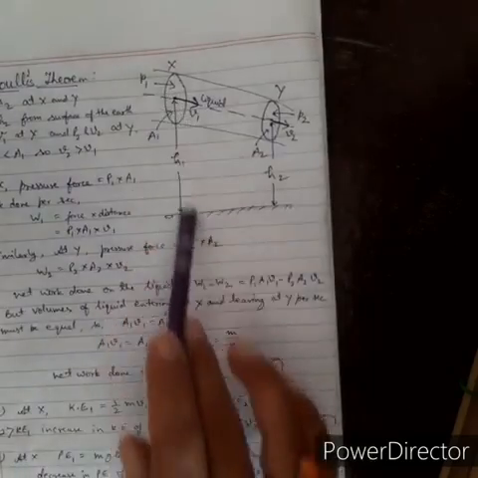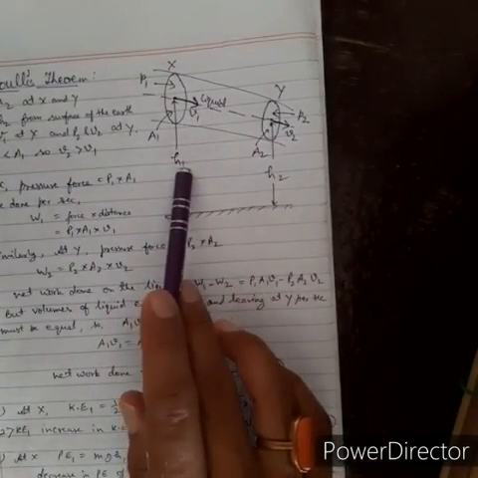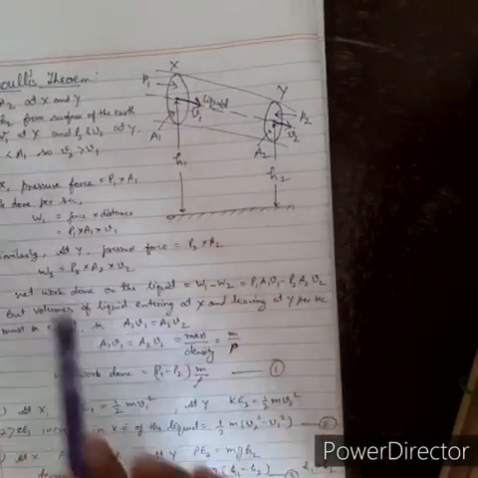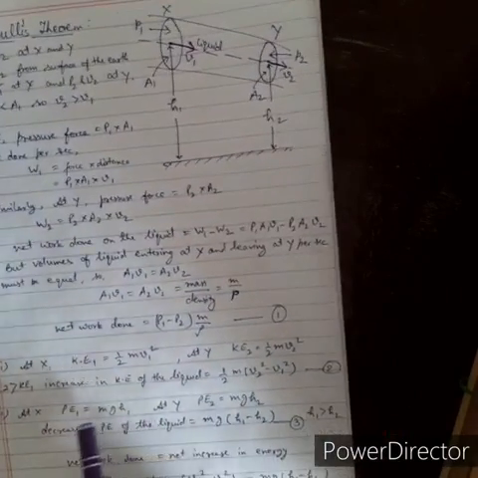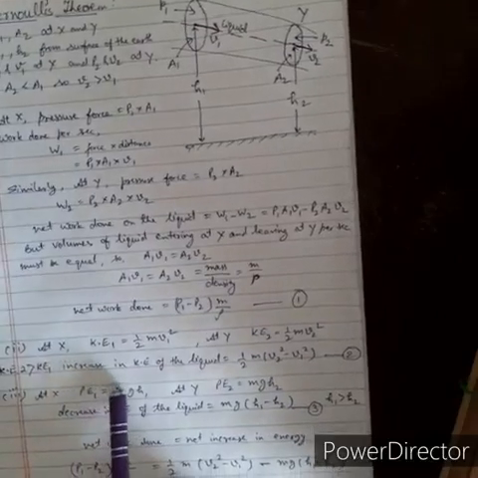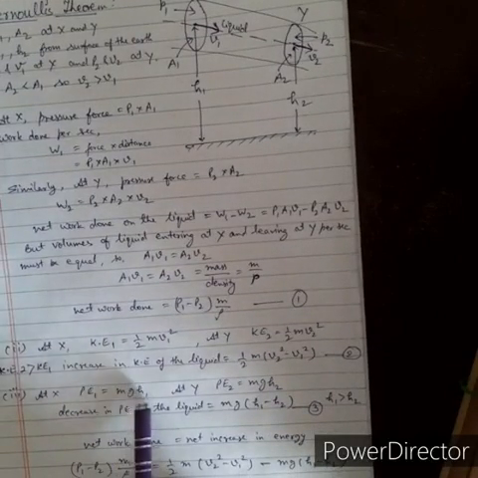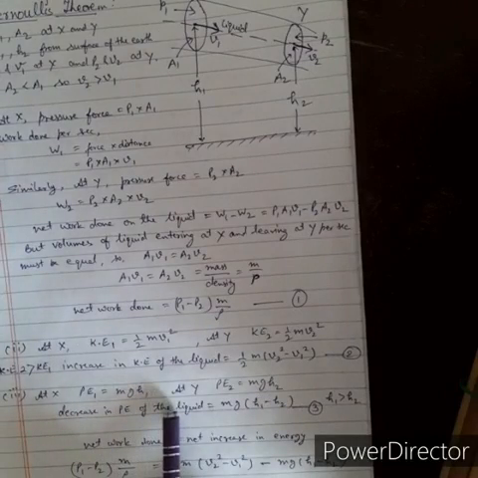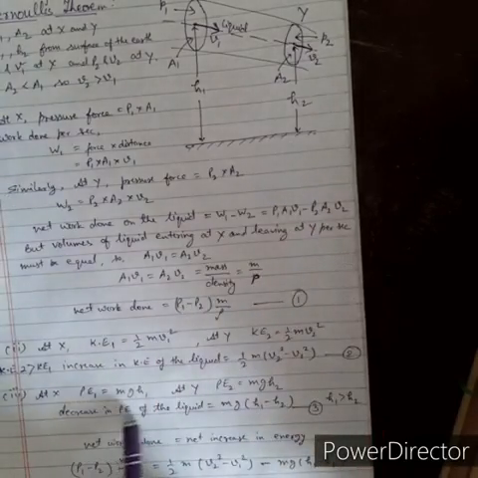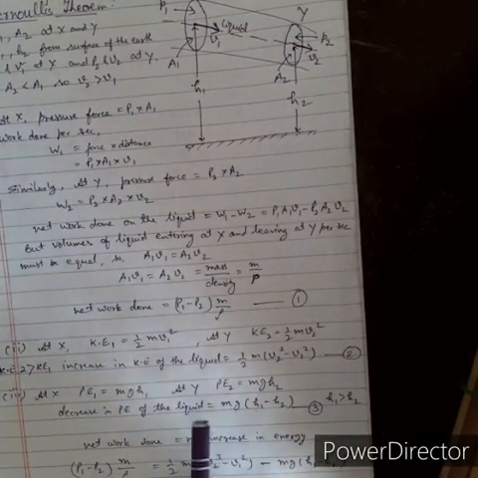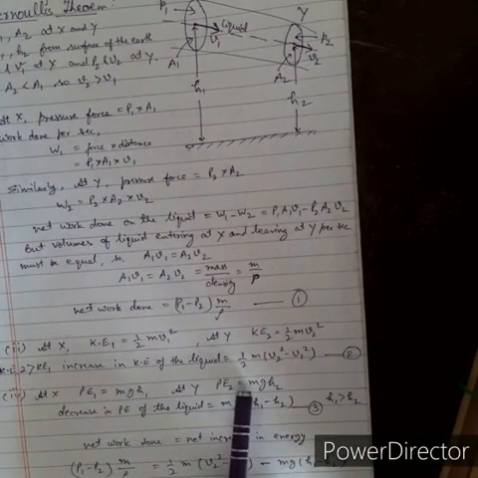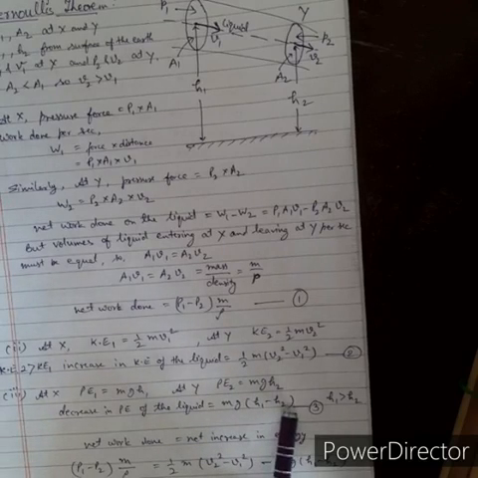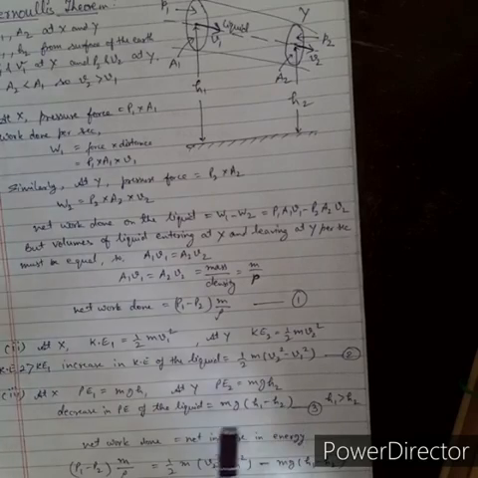If you see the diagram here, H2 is less than H1, so that means the potential energy at this point will be less than the potential energy at the point x. So at the point x your potential energy is mgh1, and at the point y this is mgh2. So there is a decrease in the potential energy because the height is decreasing. So the decrease in the potential energy of the liquid is potential energy 1 minus potential energy 2, so mg(h1 minus h2).